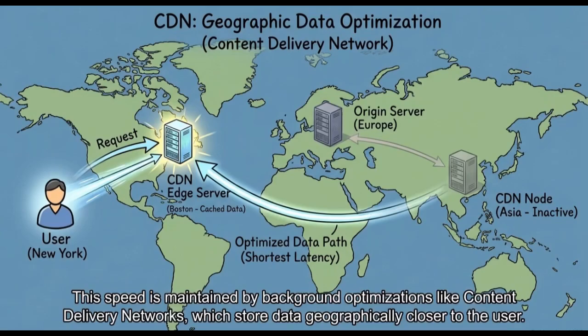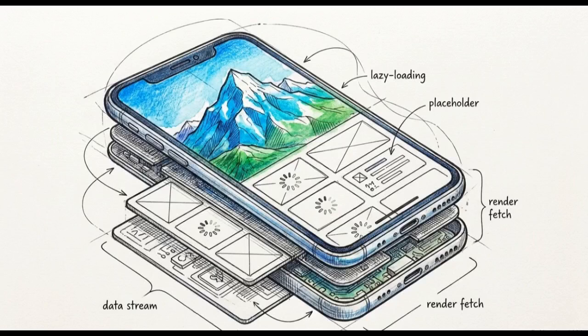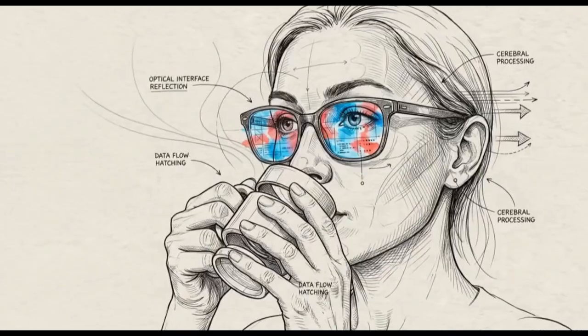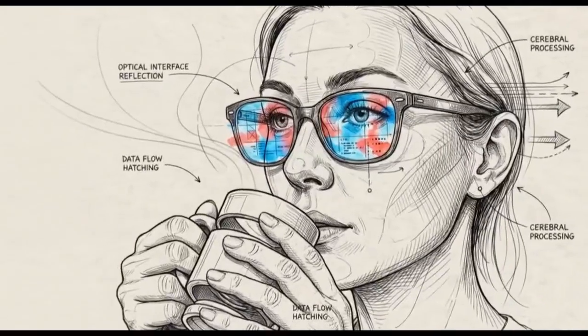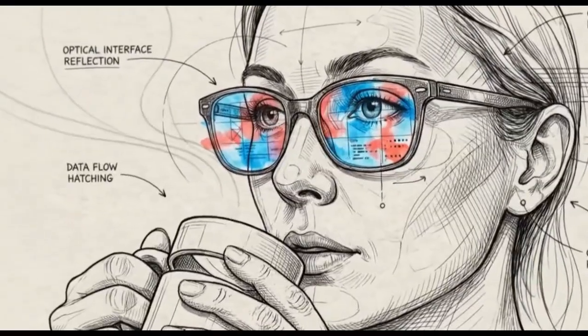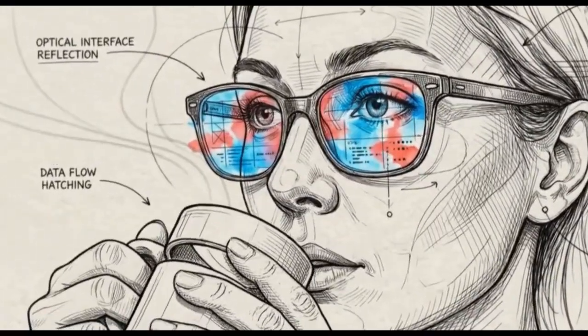This speed is maintained by background optimizations like content delivery networks, which store data geographically closer to the user, and lazy loading, which prioritizes the elements currently on screen. This high-speed coordination across global infrastructure is what makes the modern web's complexity feel entirely transparent to the user.